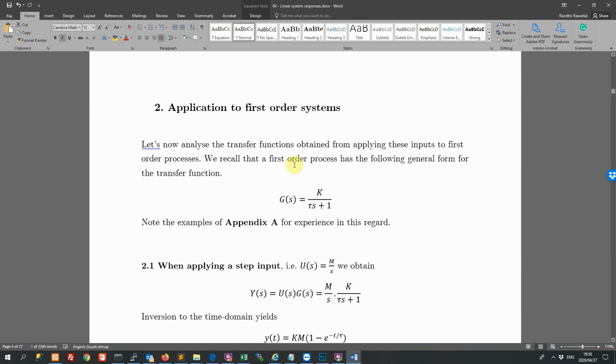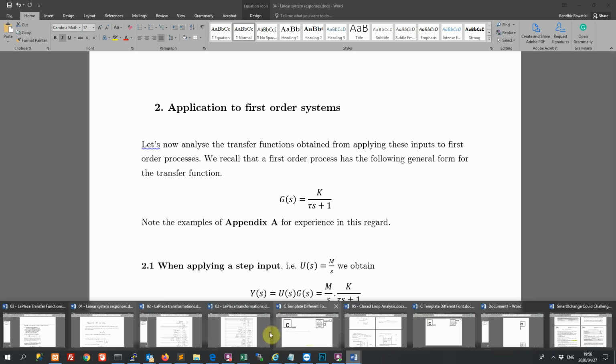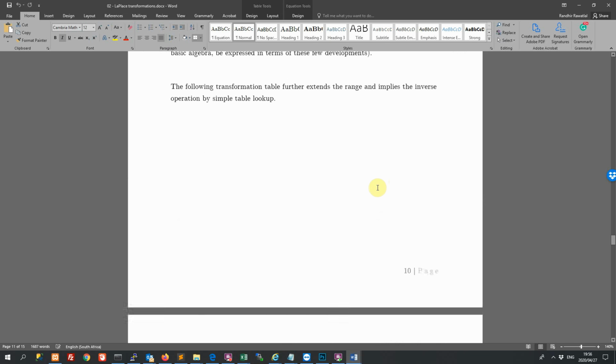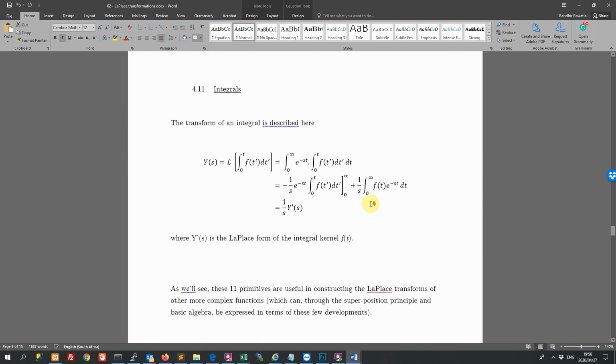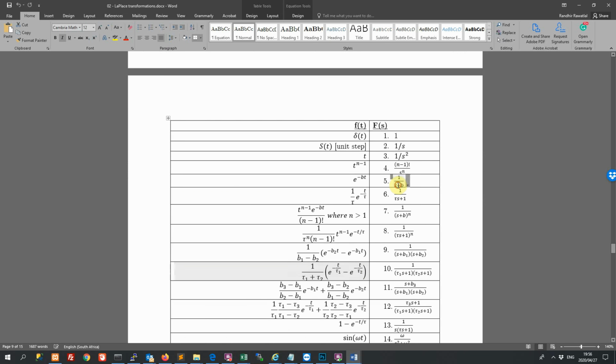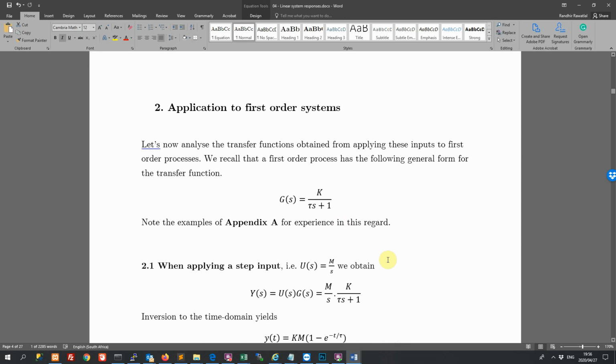So first off, let's consider our first order systems. And if we go back to the notes, and in fact, let's look at what we did in lecture 2. So in lecture 2, we had developed this big table of transformations. And so you've got the time domain function here, and then the Laplace domain function here. And let's look at a first order system.